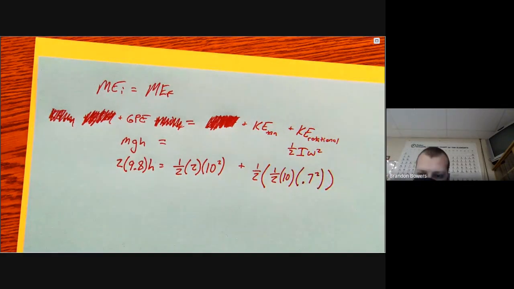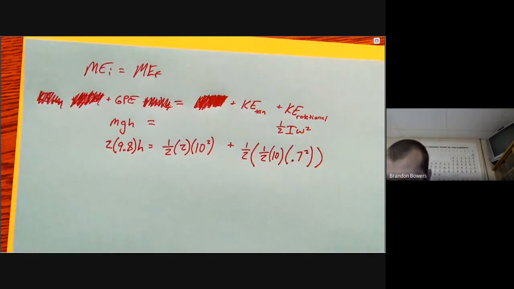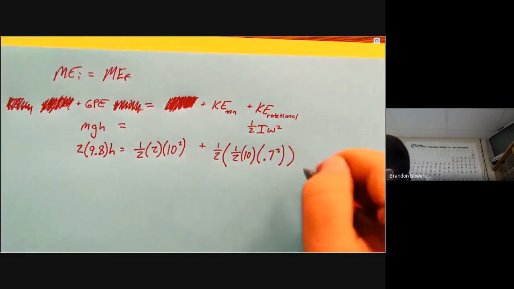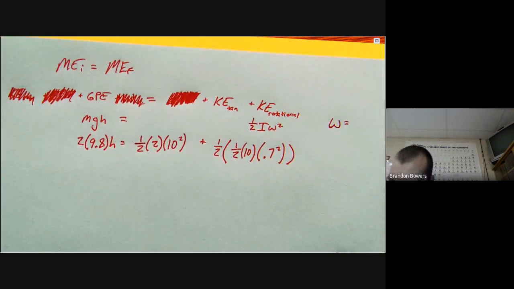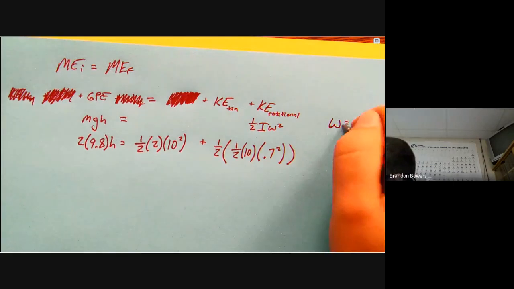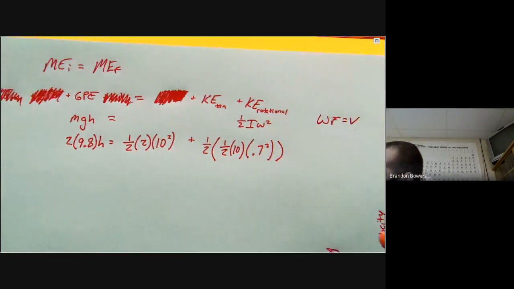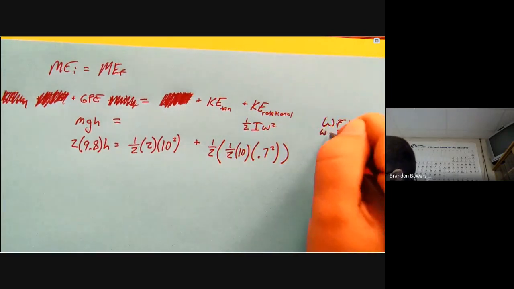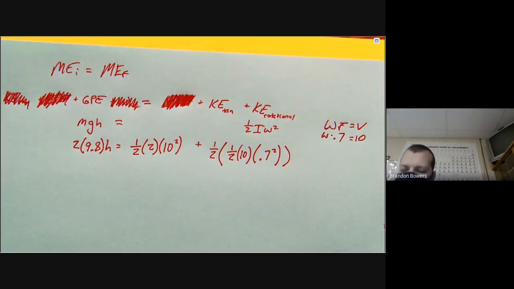So we got all that. And then omega. Does it tell us omega? No. Okay, so we've got to find omega. Now, we do know that omega R is equal to velocity. Well, we know our velocity is 10 and we know R is 0.7. So what is omega? You've got to divide by 0.7 on both sides.